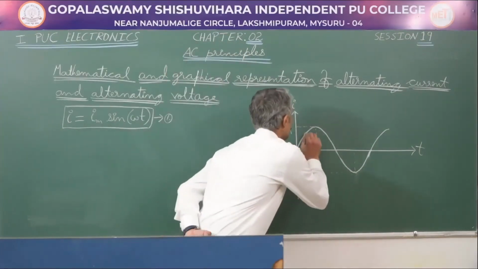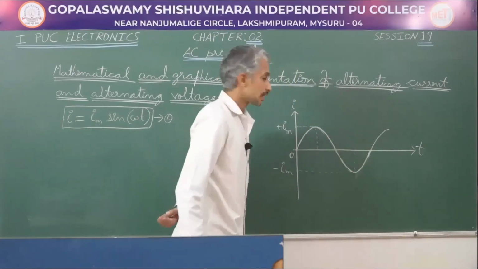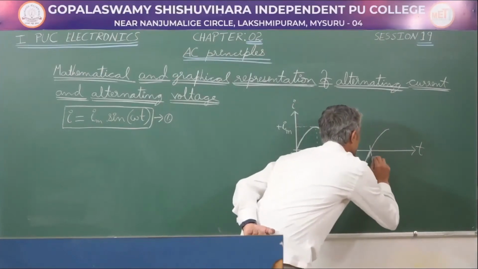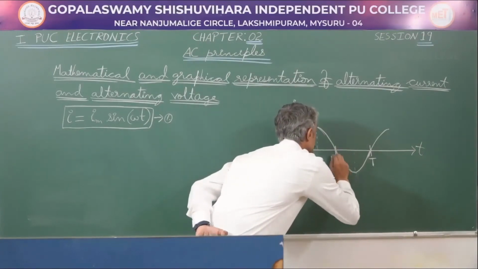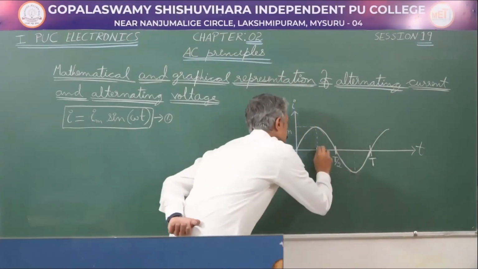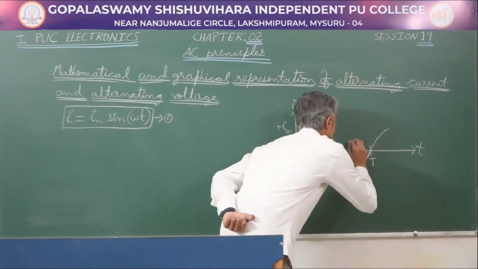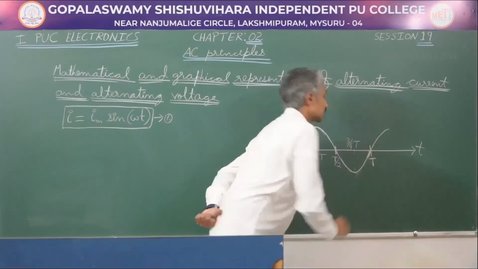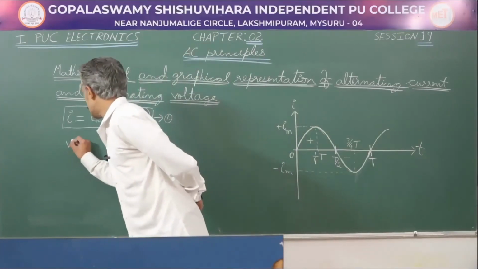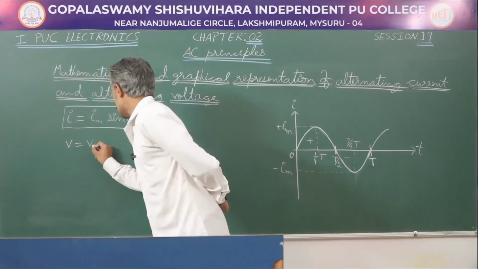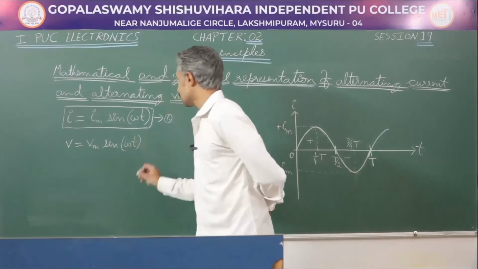The time taken for one complete cycle, which is one positive and one negative value, is represented by capital T, which is the time period. So, this is half of the time period, this will be 1/4 of the time period, and this will be 3/4 of the time period. Now, similarly, alternating voltage can be represented by V equals Vm into sine of omega t.